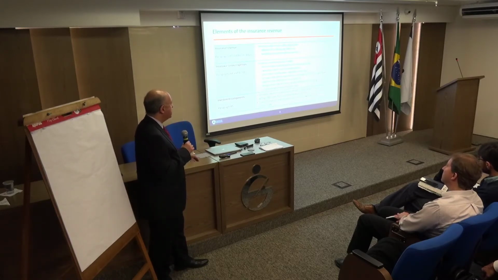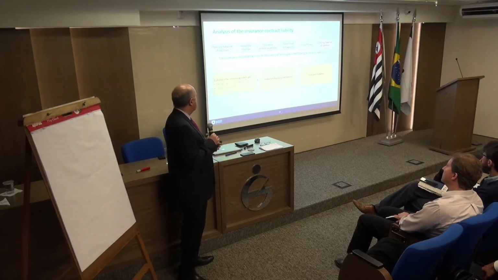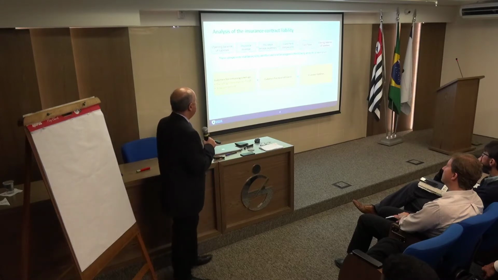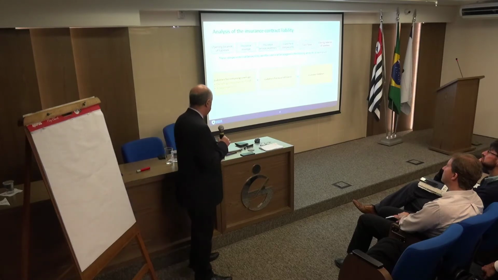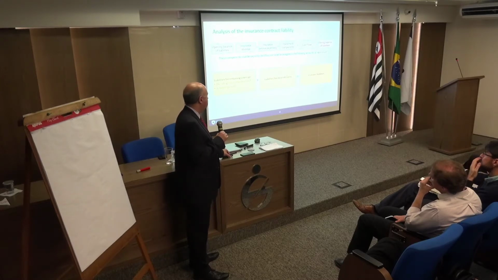So revenue and expenses shall exclude any investment components. Now, the contract liability, okay, so we have our friends here. What are our friends? Our friends are the liability for remaining coverage and the liability for incurred claims. This is insurance liabilities. Now, all these boxes here have to be put into any of these boxes, right?